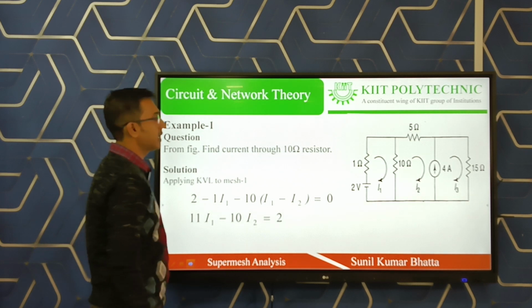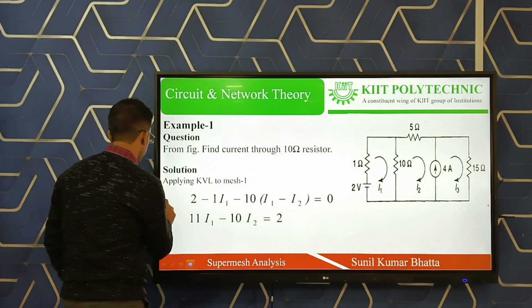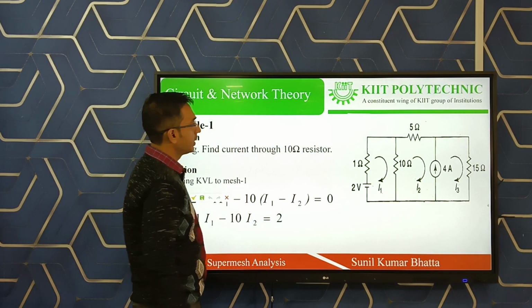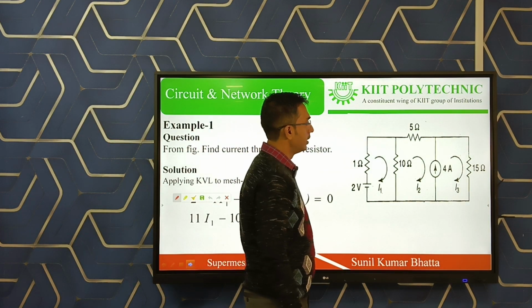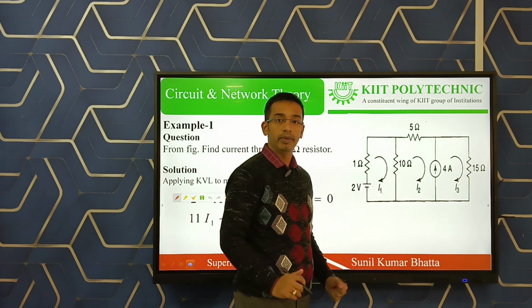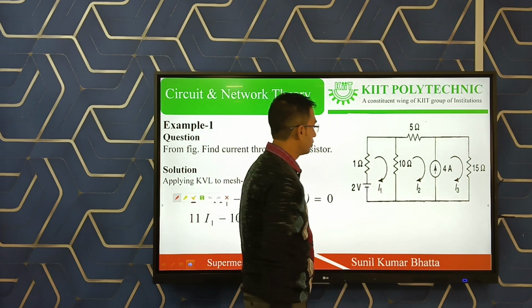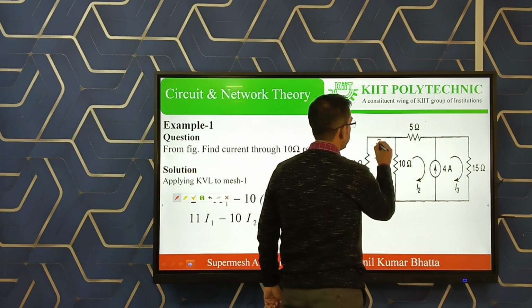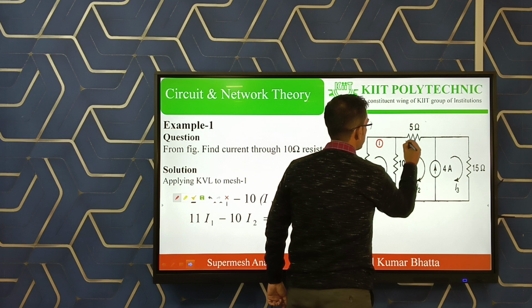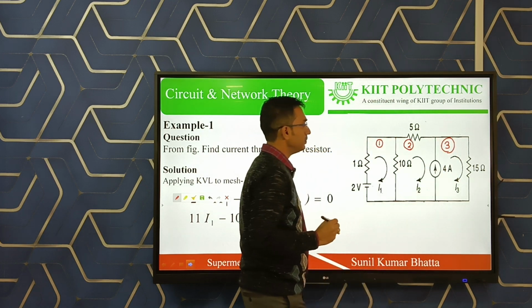Yes, so in example 1, you can see one circuit drawn here. In this circuit, first you have to see how many meshes are present. You can see here 3 meshes are present. So this is mesh 1, I am numbering it, mesh 1, mesh 2 and mesh 3. So 3 meshes are present.